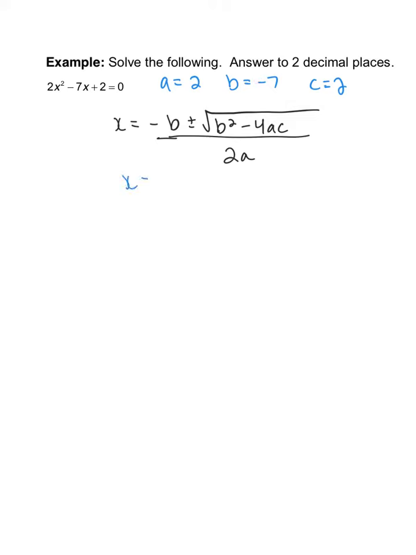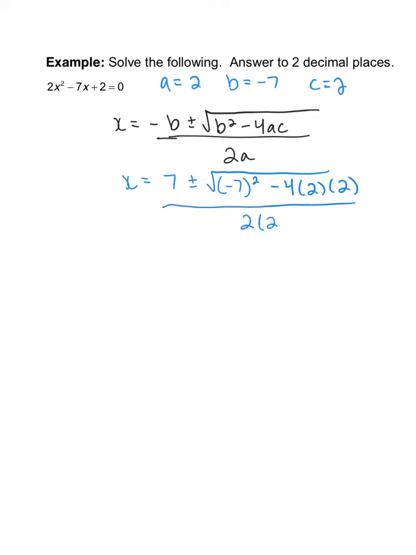So I have x equals positive 7 plus or minus the square root of b squared. Because b is negative, it needs to go in brackets, squared, minus 4 times a times c. So 4 times 2 times 2, divided by 2 times a, which is 2. Then I get 7 plus or minus.